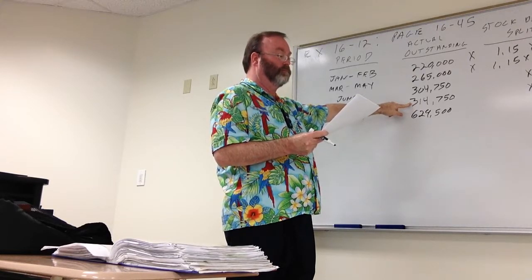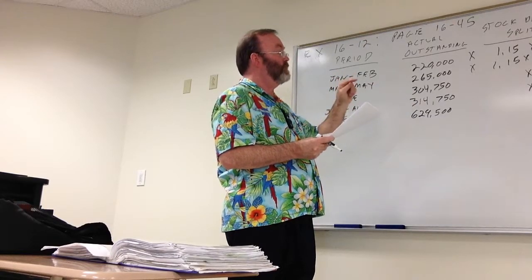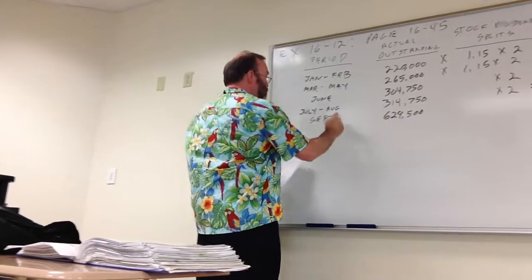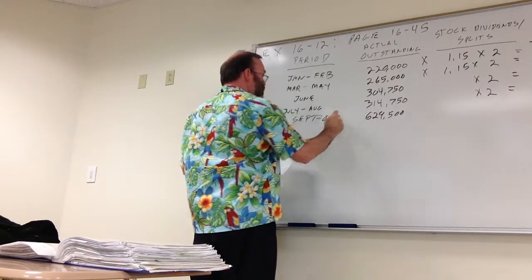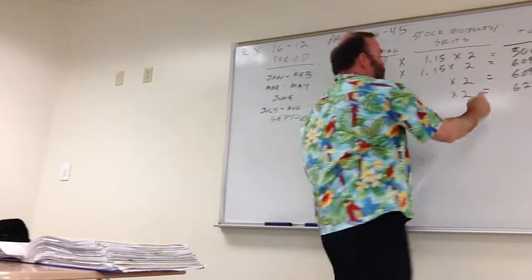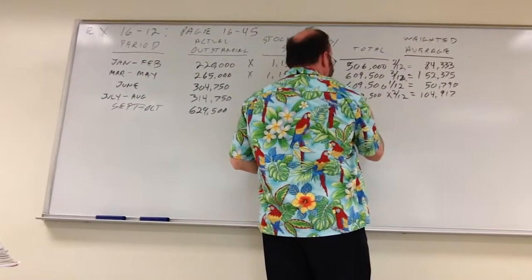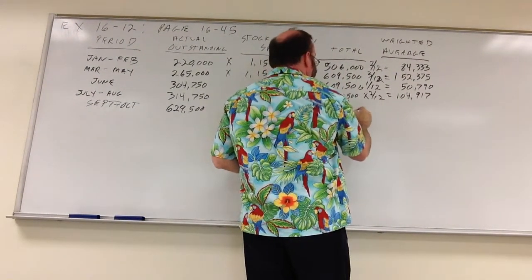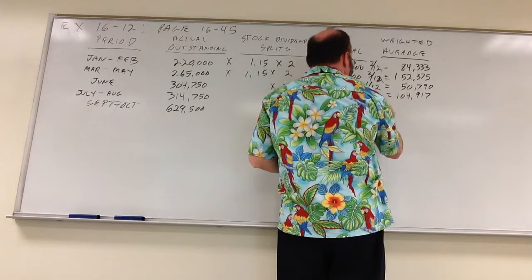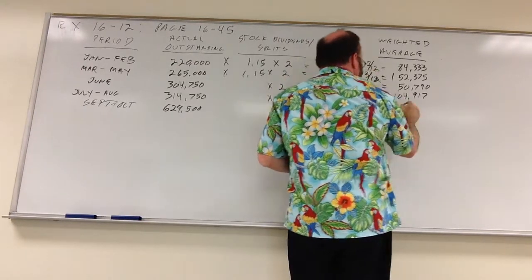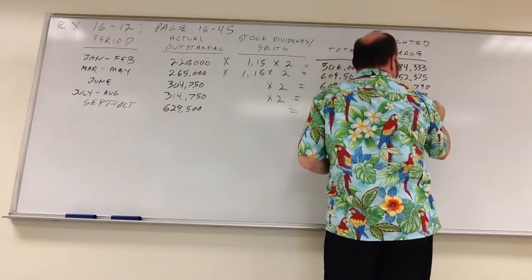And the next one, does it count through October, since the next week doesn't count until the end of October? Right. So September and October. So we now have 629,500, because the stock split has actually occurred, 2/12ths, and we get the same 104,917.